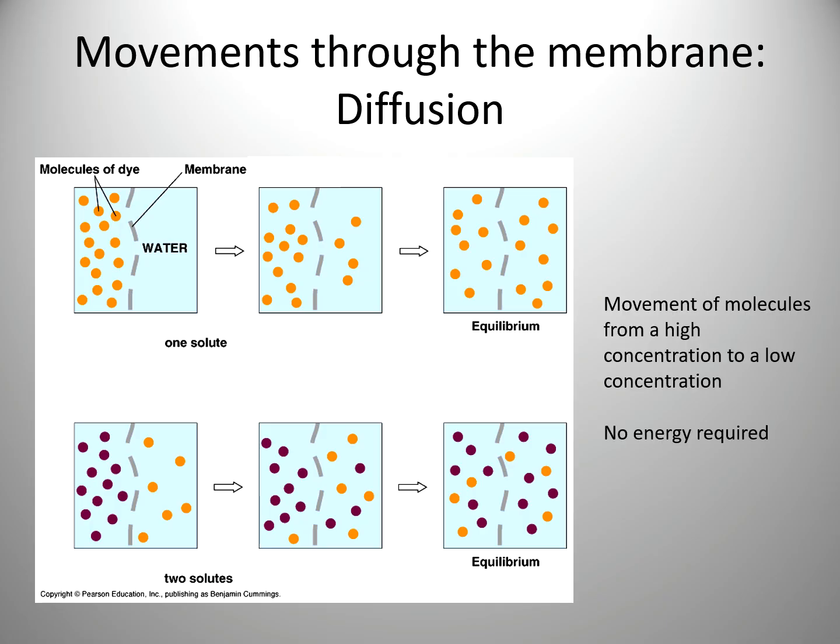So when molecules move from an area of high concentration to an area of low concentration, no energy is going to be required as those molecules move through the cell membrane. And they're going to continue to move until dynamic equilibrium is reached. So if you think about equilibrium, think of equal. There's an equal amount of molecules on each side of that cell membrane.